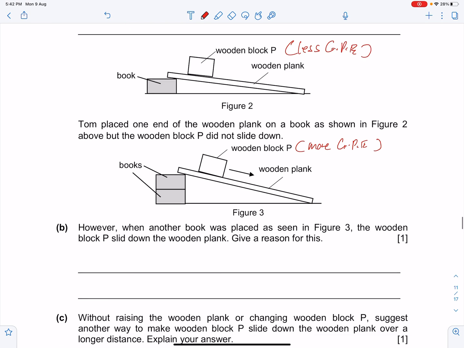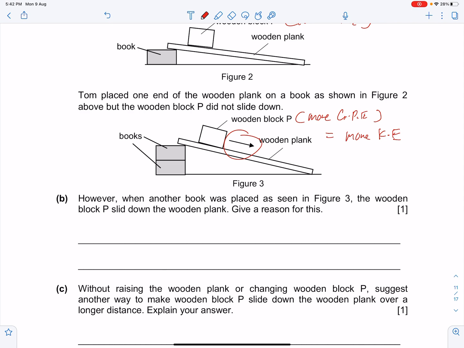So probably what we could say is that because there is more GPE and then there's movement, more GPE equals more conversion into KE, kinetic energy. And that is enough to overcome the frictional force. So we can say that more gravitational potential energy is converted to kinetic energy.